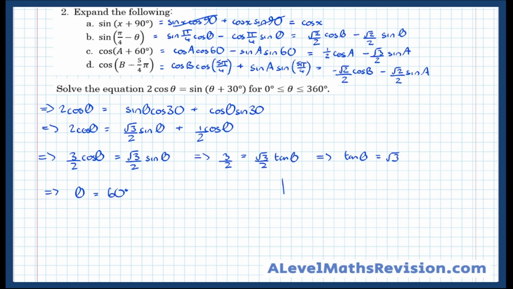So a rough sketch of the tan graph in those limits now. So 0, 90, 180, 270, and then 360. You can see that 60 is a solution. So the other solution is 180 degrees plus 60. So 180 plus 60 is 240 degrees. So there's our two answers. And we've solved the equation using the compound angle formulae.